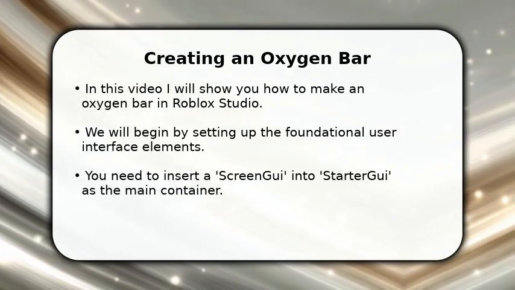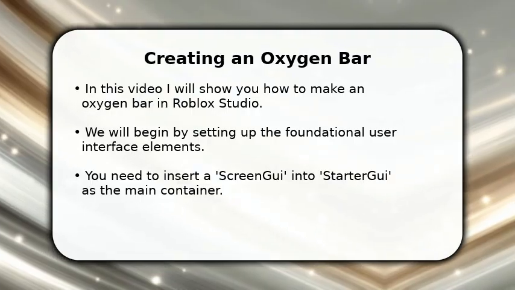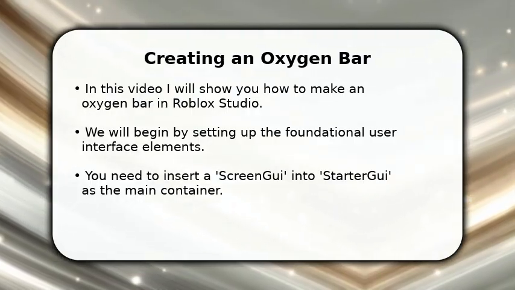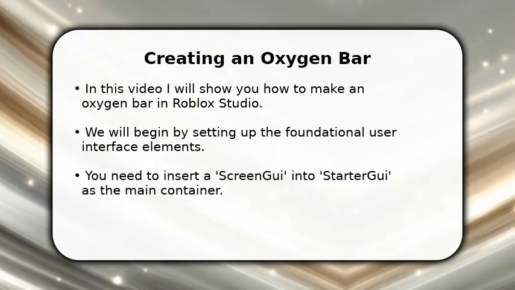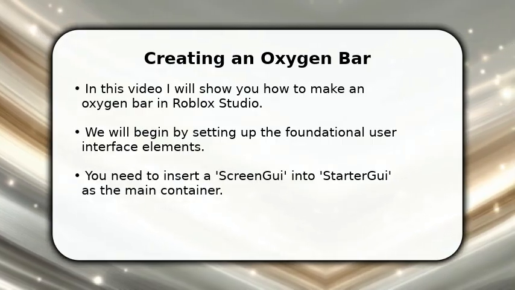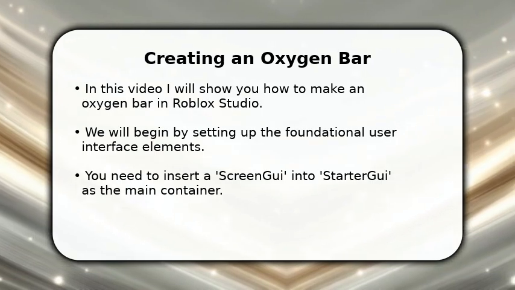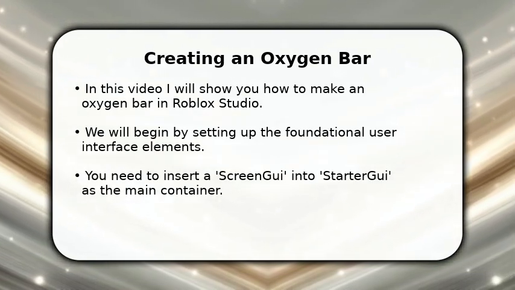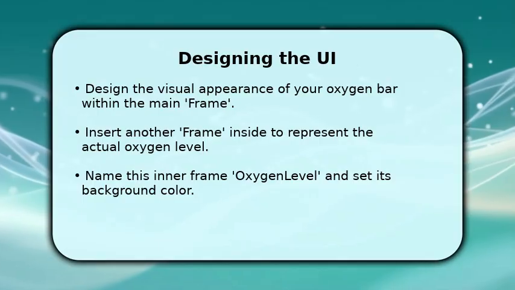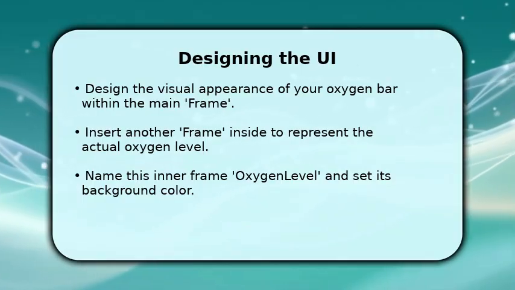Next, add a frame inside the screen GUI to serve as the background for your bar. Position it clearly on the screen, perhaps in the top left corner, with a size of about 200 by 30 pixels. This initial setup is crucial for the visual display. Now let's design the visual appearance of your oxygen bar.